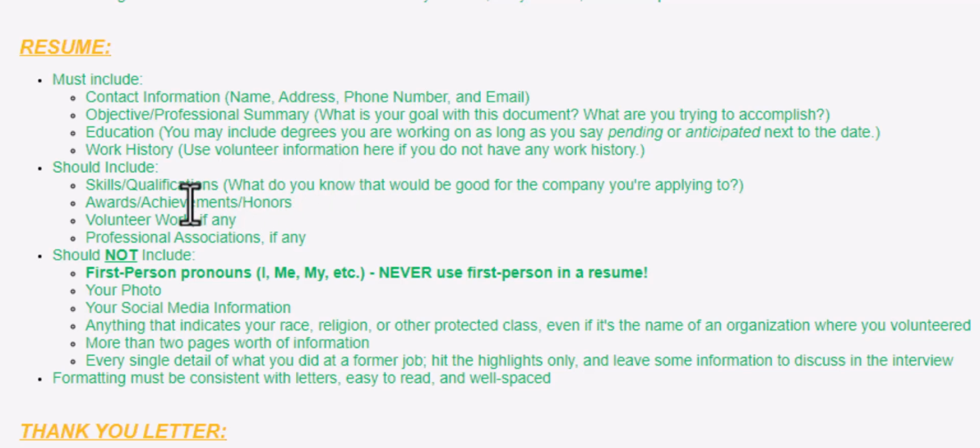Make sure that you include a list of skills and qualifications. What can you bring to the table? Include any awards or achievements or honors, and include any volunteer work if you're not using it in place of a work history.